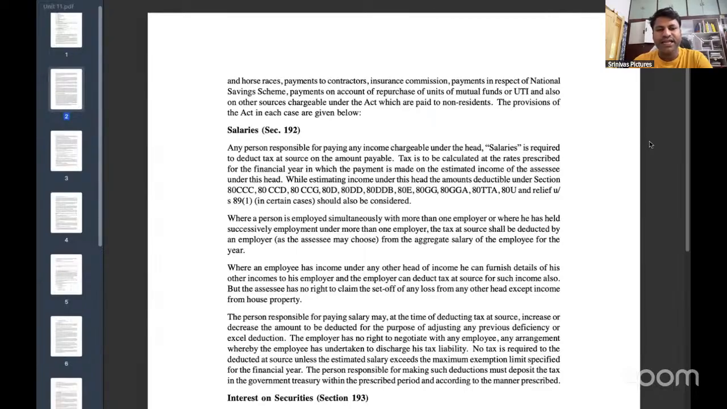So the first one is salaries, section 192. Any person responsible for paying any income chargeable under the head of salary.